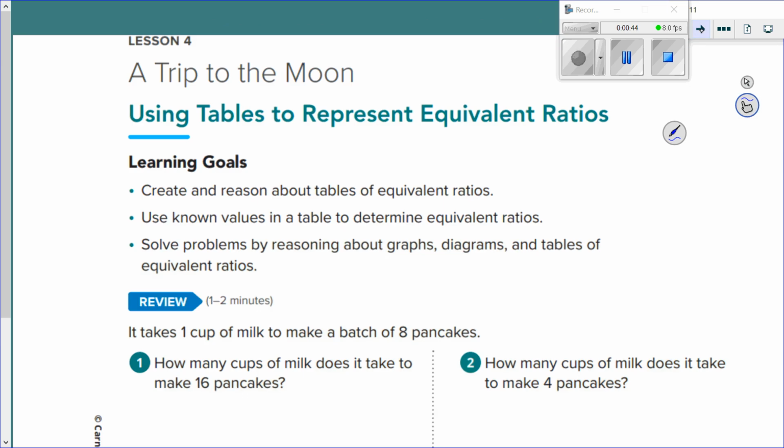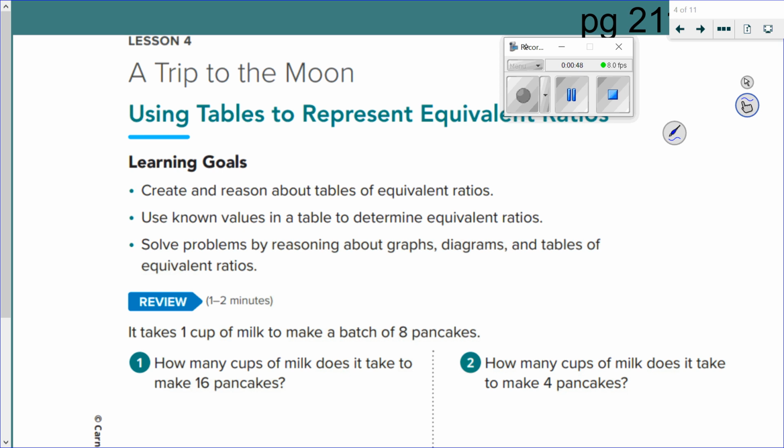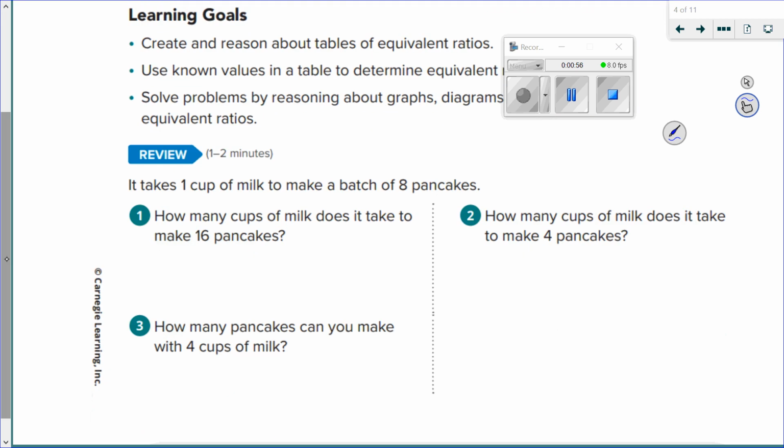Okay? So everybody should be on page 211 right now. Page 211 in your books. That's just a review of your learning goals. Down here, we have a problem. We've got 1 cup of milk to make a batch of 8 pancakes. We got 3 questions to go with it. So we'll give you 3 minutes, try to work these out. I'll give you a hint. If you set the rates up, it actually makes this really simple.